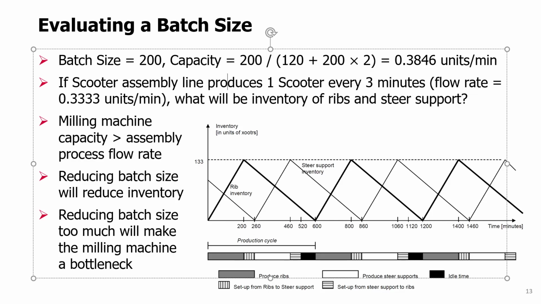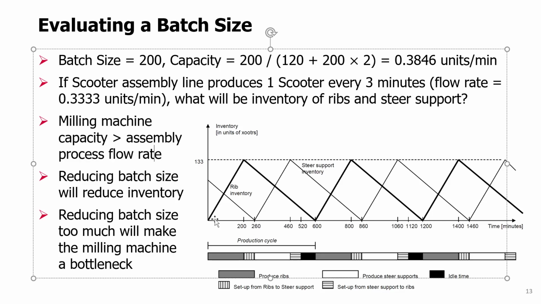So here we are evaluating more accurately the inventory of ribs, the bolt line, and the steer support, the thinner line. The thing to remember is that we're assuming that the assembly line continuously works, and so it continuously picks up one set of parts, right? One rib and one steer support and two ribs that are sufficient for each one scooter once every 3 minutes, right? So it consumes parts at this rate, and we can produce on average at this rate, which is higher. So the milling machine has a capacity higher than the assembly process flow rate.